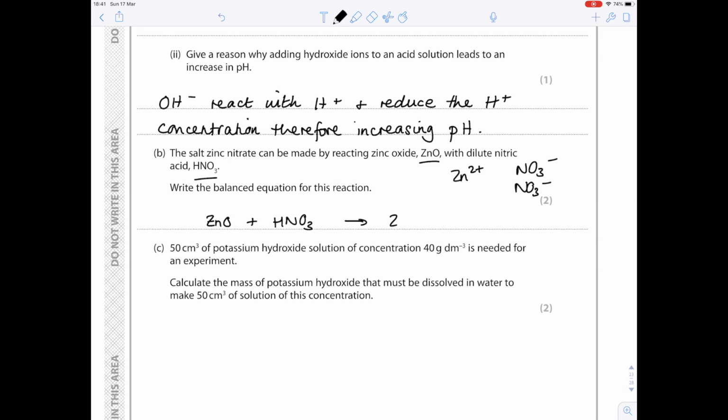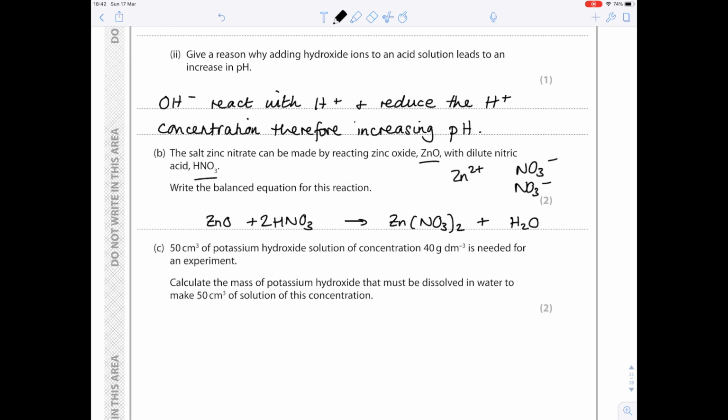The way in which we have to write that is a bracket surrounding the NO3, just so that we can pop that 2 down on the right hand side. And then because it's an oxide reacting with acid, we produce water as a byproduct. And now we need to check to see if it needs balancing. Yes, it does. There are way too many nitrates on the right hand side, so too many nitrogens, too many oxygens.